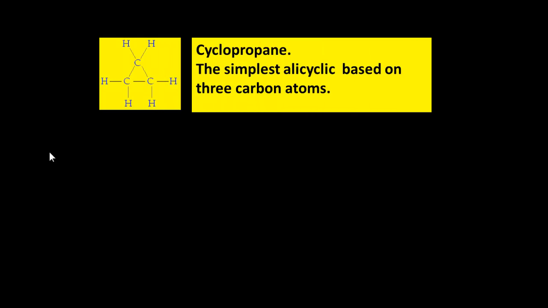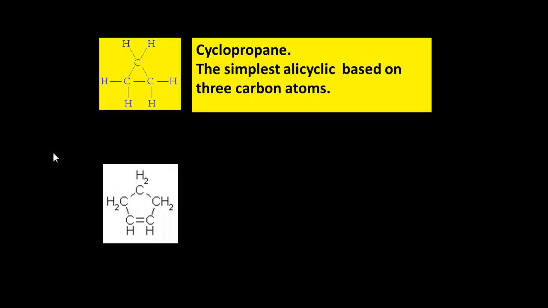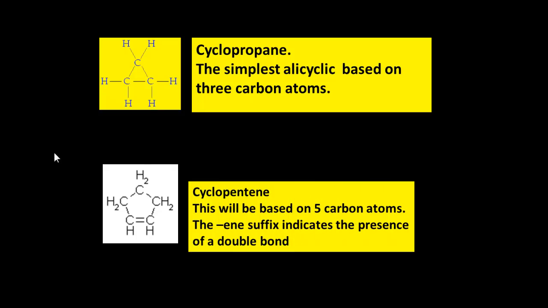So the simplest of these cyclic ones, the alicyclic, would be just to have 3 carbons and join them together, and that would be cyclopropane. We could also join 5 and put a double bond in there, and we would have cyclopentene. The ene shows that double bond, the ene suffix.